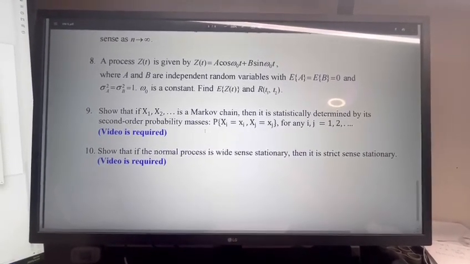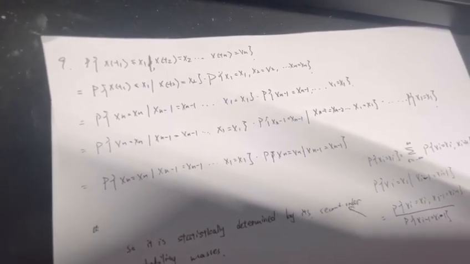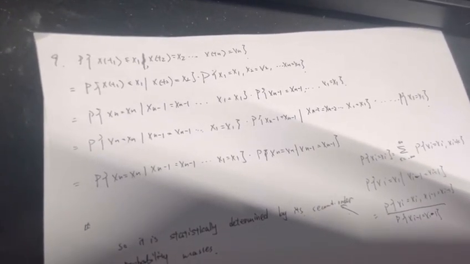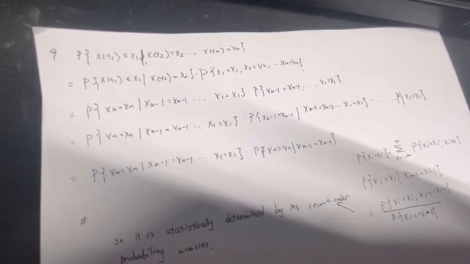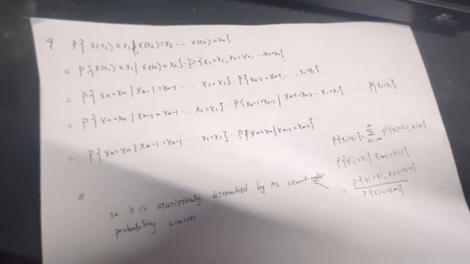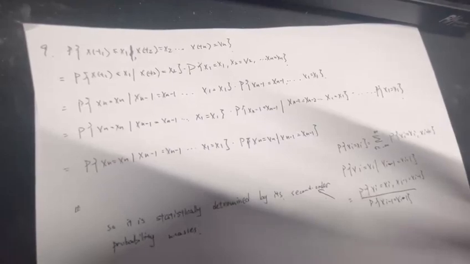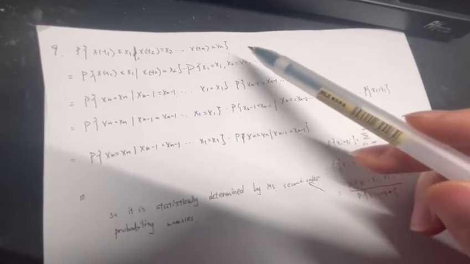So first I'm going to write the equation for this form. It will be the probability of Xt1 less than or equal to x1 on the condition that Xt2 equals x2 and Xt3 equals x3, and so on to Xtn equals xn, where n is infinity.